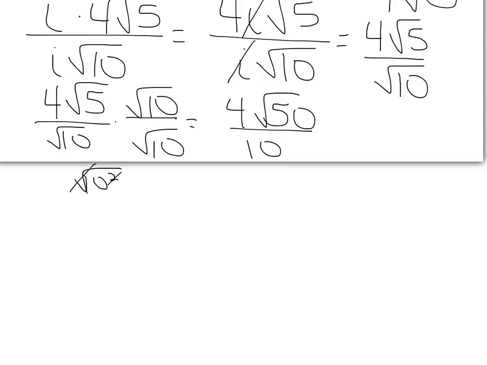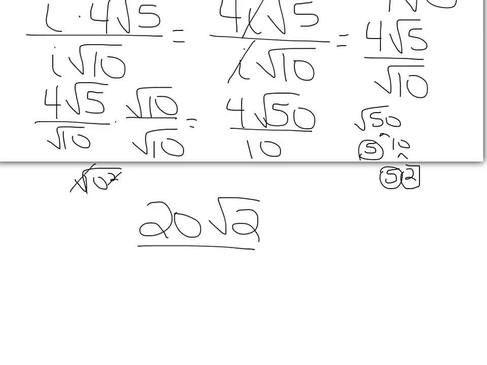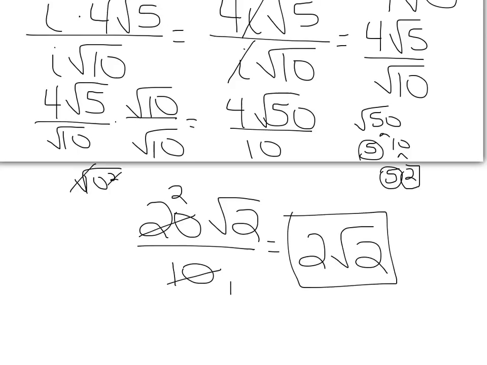And then we just need to simplify the square root of 50, which is 5 times 10, and 10 is 5 times 2. So a 5 is going to come out front, leaving a 2 inside. But that 5 that comes out front has to be multiplied times this 4. So that's going to give us 20 square root of 2 over 10. And then these can both be reduced to 2 and 1, leaving you 2 square root of 2.